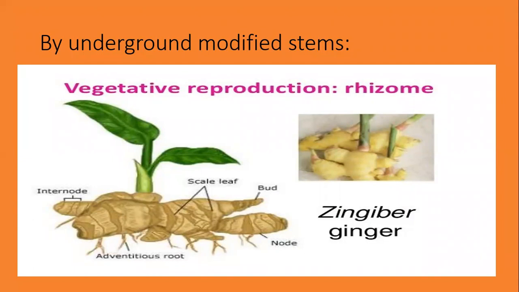Rhizomes are branched, underground, horizontally growing stems. They have distinct nodes and internodes which bear axillary buds. These axillary buds can grow into new plants. Example, turmeric and banana.